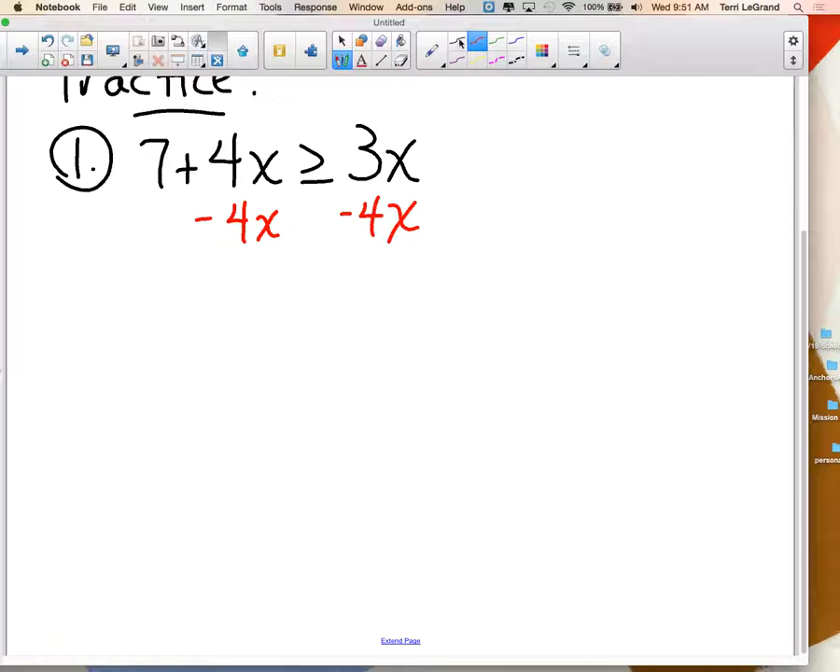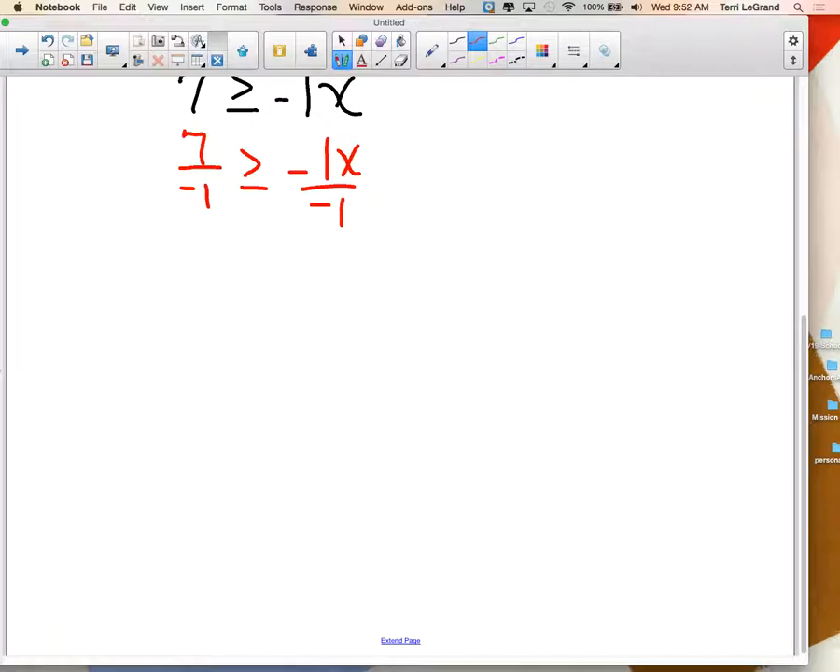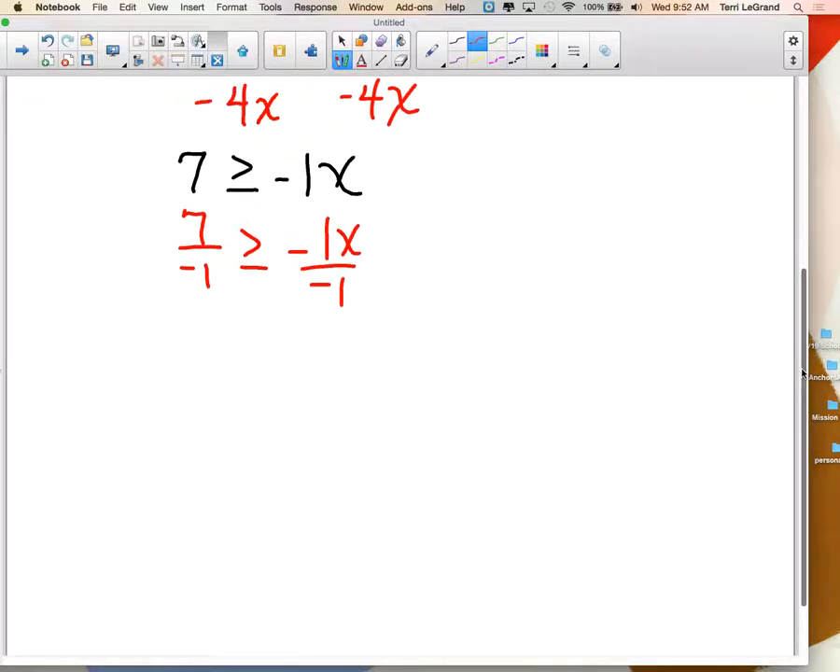So what's our inequality read now? 7 is greater than or equal to -1x. Next move, Braden? Divide both sides by -1. We're dividing by a negative, so we want to what? Switch the sign. We want to switch the order of the inequality symbol. So we are going to have 7 divided by -1, -7 is less than or equal now to x.